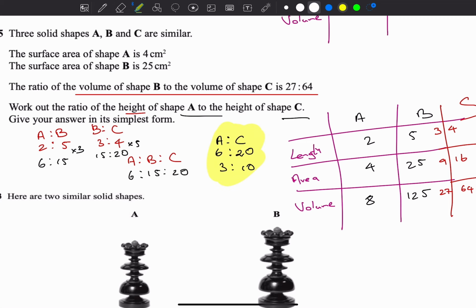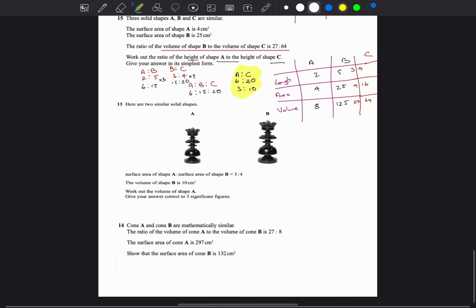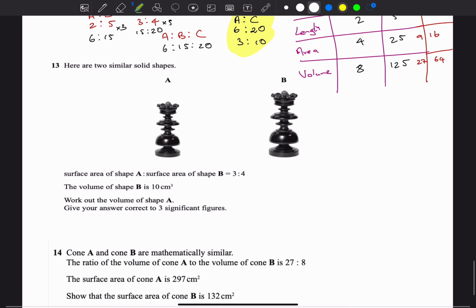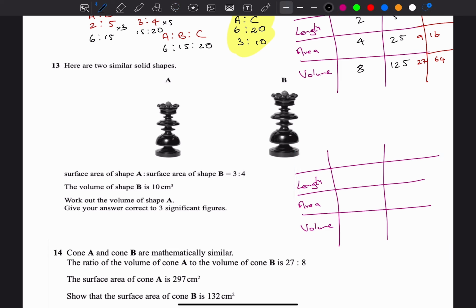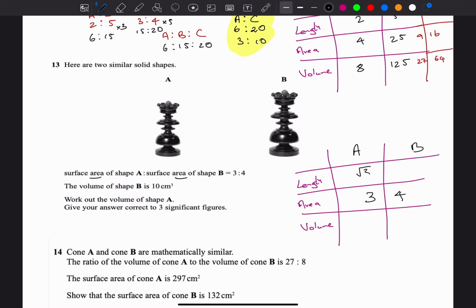Okay, last one. Second to last. Again, what do you think? Table. A and B, area. Okay, area is 3 is to 4. That seems a weird number, but okay, nevertheless. Then what do you do? You always work out the length, okay? Which is square root of 3. Do I know what it is? No idea. Root 3. Square root of 4, which is 2.